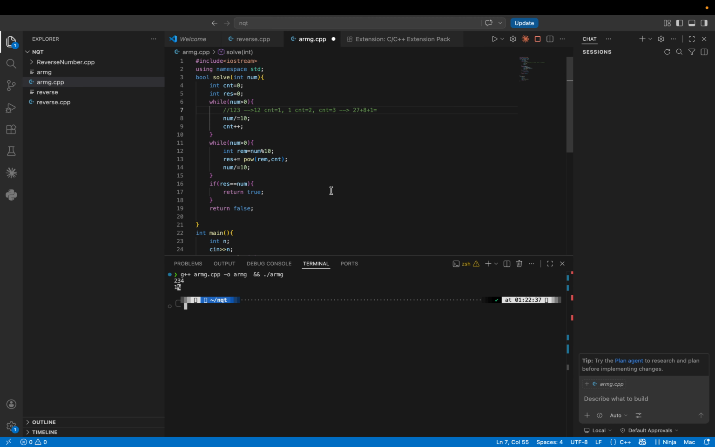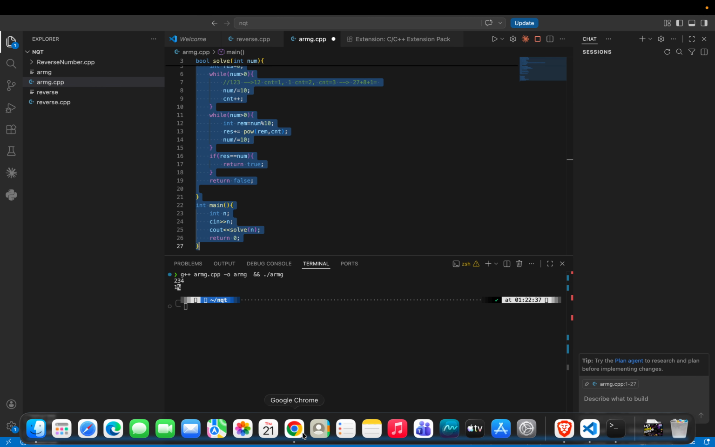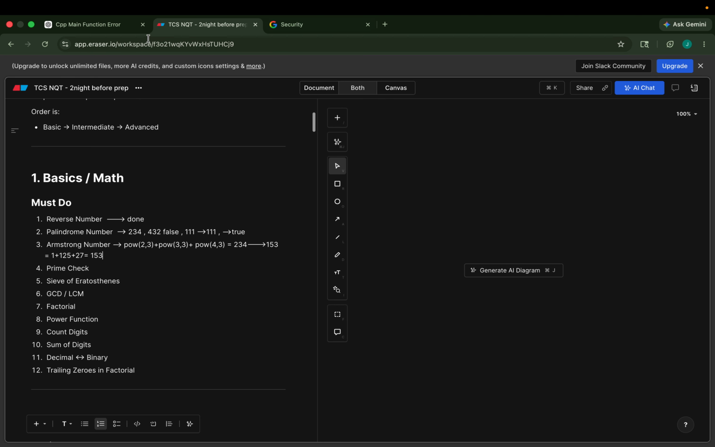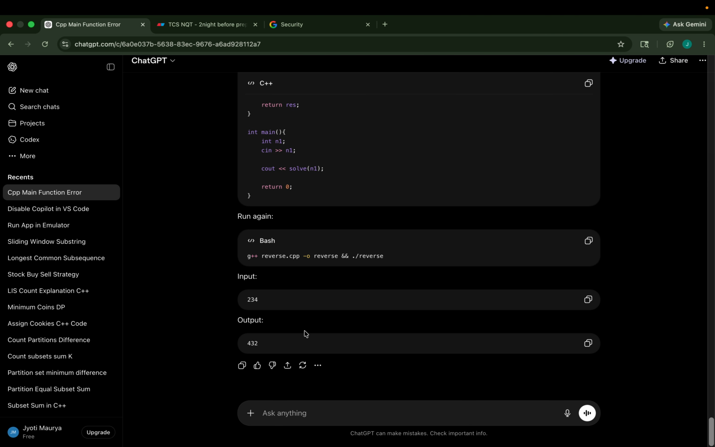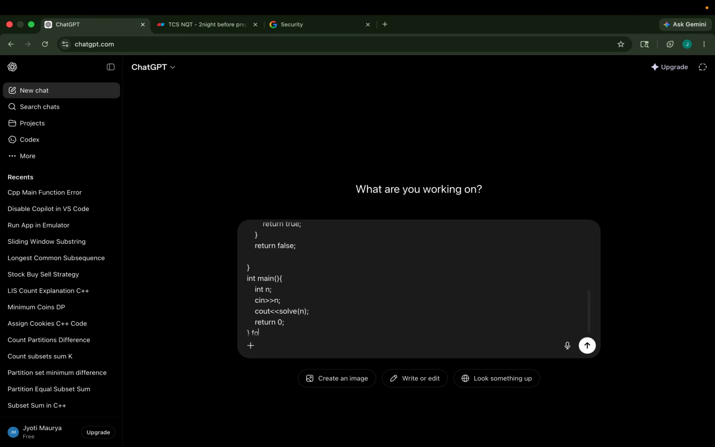Int res is 0 and res is double equal to num. That is interesting. Now comes to GPT, but we don't have much time. I need to cover a lot of things. What is the issue in this for Armstrong?